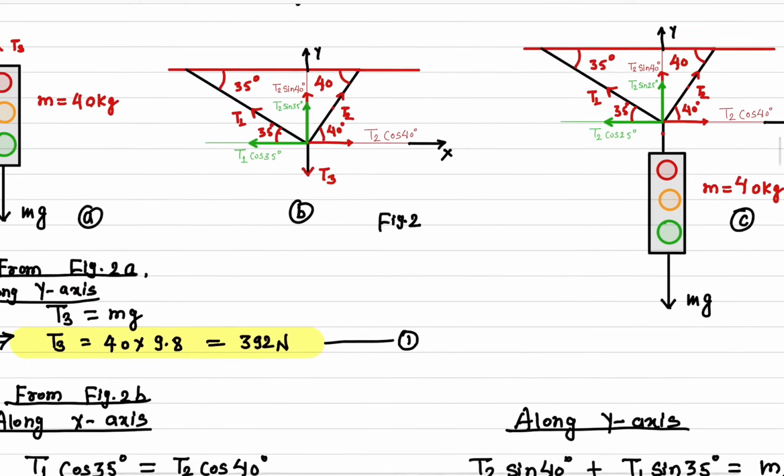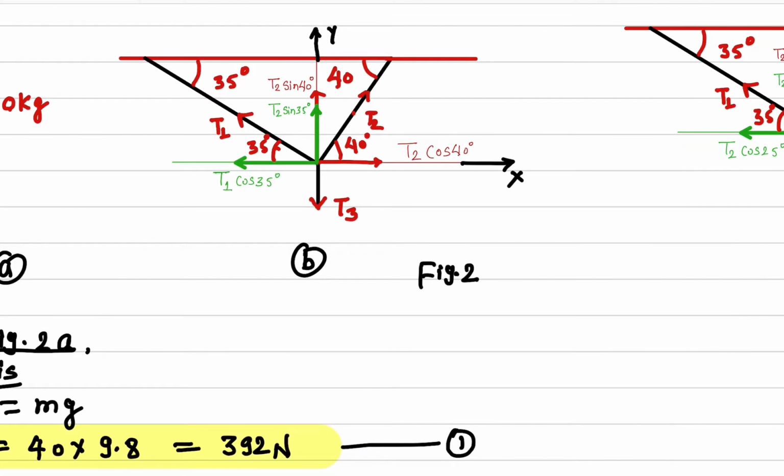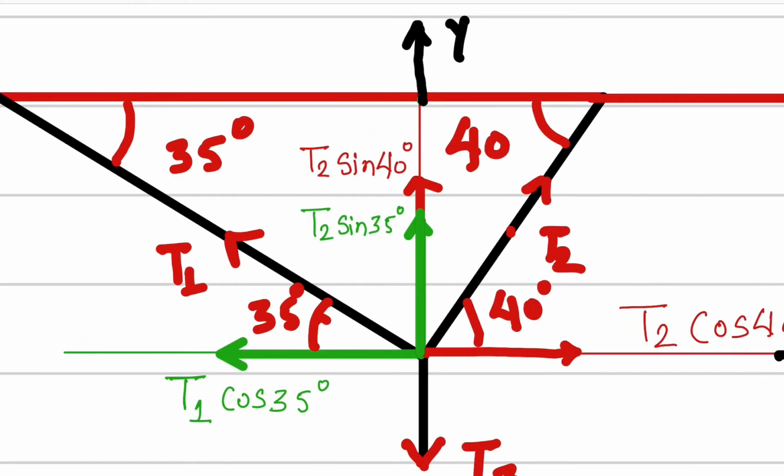So pause the video and write down the equation along the y-axis. How do you write down the equation along the y-axis? Look at all the components along the y-axis. Along the y-axis, you have two components. The one is T2 sine 40 degrees, and the other is T1 sine 35 degrees.